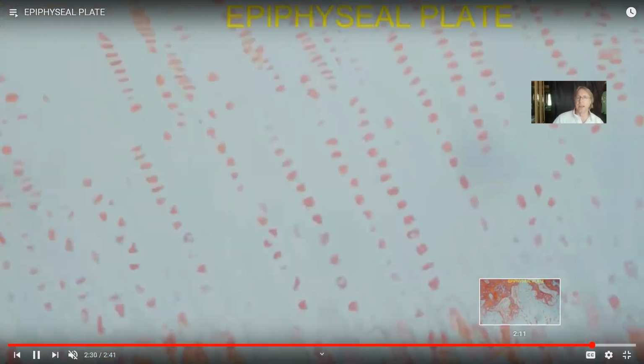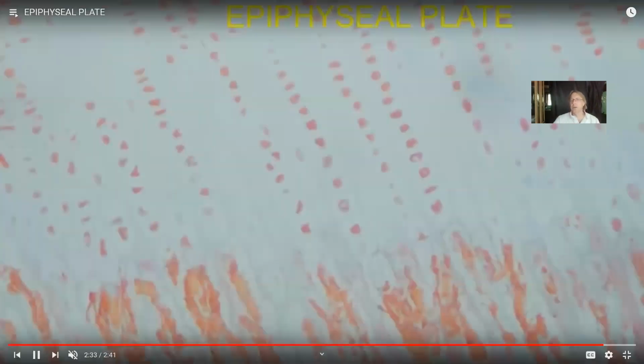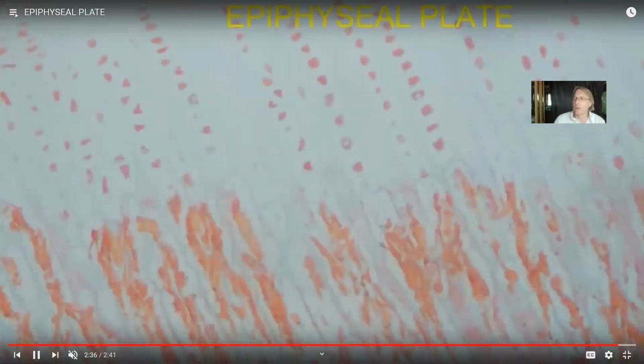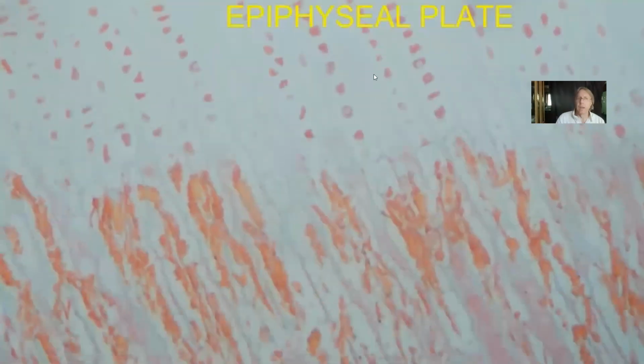Now you see how much proliferation is going on here. These cells are just dividing and dividing and dividing and making more cartilage between them. And then this allows the cartilage to grow. So the cartilage grows and the bone catches up. The cartilage grows and the bone catches up.